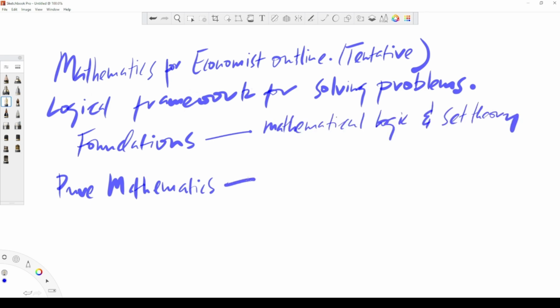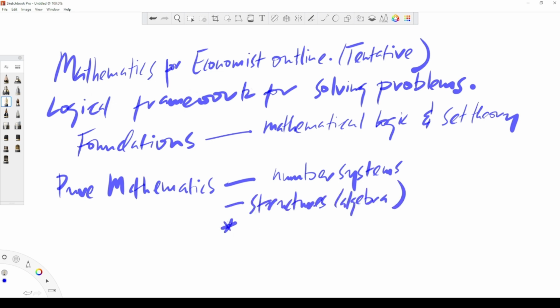Under pure mathematics, we have number systems. With number systems, we usually think about arithmetic. Then we have structures, that will be algebra, spaces, that will be geometry, and changes, that will be calculus. Under number systems, we'll study all kinds of numbers, particularly real numbers.